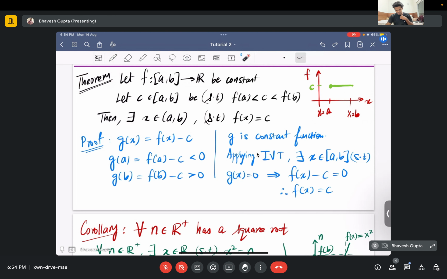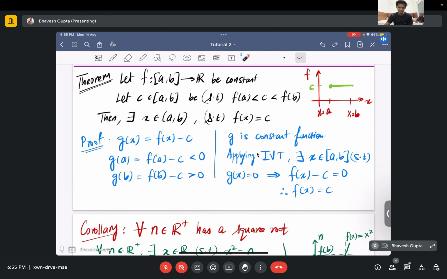Okay. And over here, what we see is that this theorem basically tells you that, like over here, there exists a point x, c, there exists a point in between the interval such that the value is also c. See, this statement seems to be very true. This seems to be very logical. There is nothing much to understand in this.